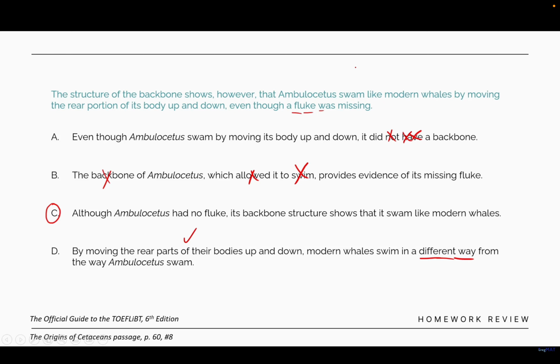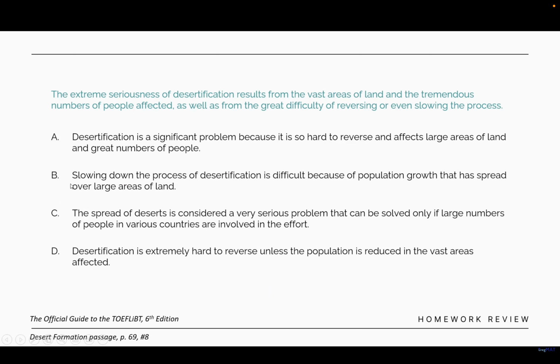So you can always attack these questions from two different angles. You can justify the right answer or eliminate the wrong answers. I would prefer that you do both. So the correct answer here is going to be C. Any volunteers for this one? This is from the Desert Formation passage, page 69, number 8.